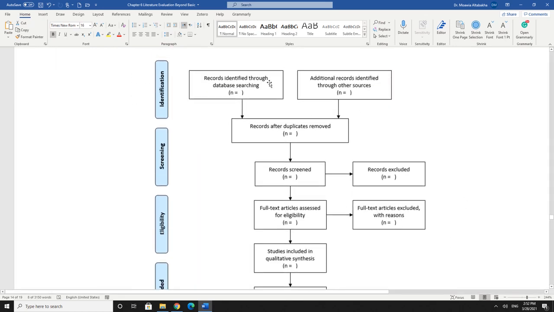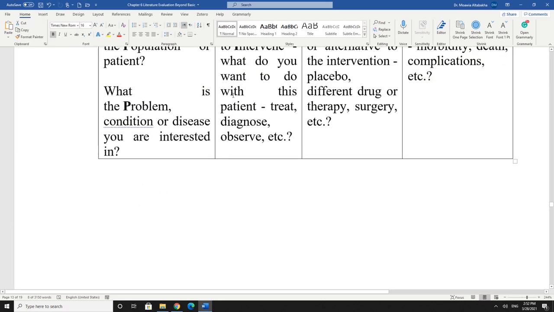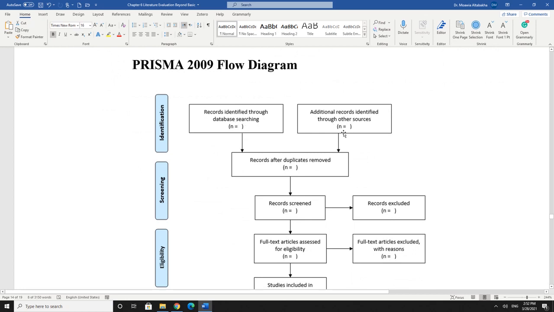First of all, you should use more than one database. Don't just use PubMed. Don't use only Google Scholar. So use more than one database, for example PubMed and Embase, or PubMed, Google Scholar, and maybe even Scopus. And do the search according to the PICO. Remember what we talked about here. From each database you will get n results.